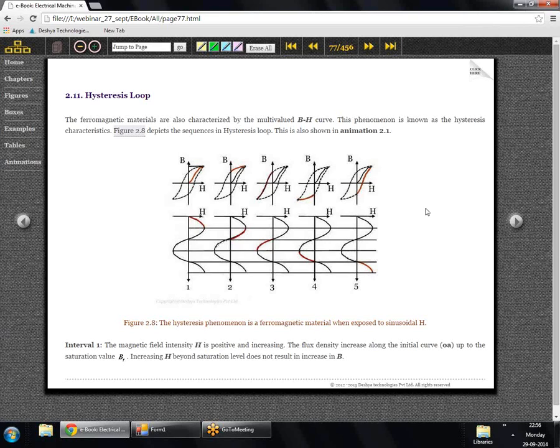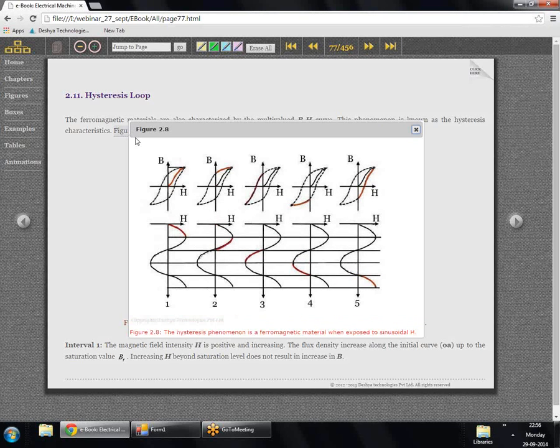Now apart from the BH curve, the materials also exhibit something which is known as hysteresis. Hysteresis is a very important and interesting phenomenon, and this figure, figure 2.8, tries to explain it. To understand hysteresis, let's consider a material which was at rest. At rest means it is not magnetized. That means all the domains are randomly oriented, and if we take the vector sum of all those domains, then we get zero magnetization inside the material.